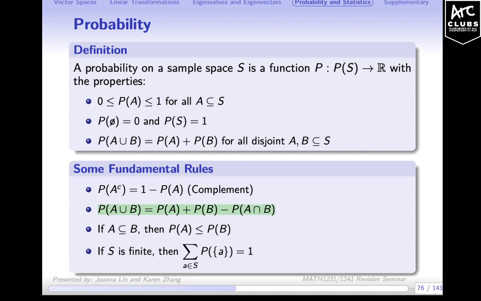Okay, so again, some more fundamental rules. The first one, I'm sure you guys all know, is the complement rule. And this third dot point here is essentially saying that if A is a subset of B, that means that A is a special case of B, right? That means the probability of something that's a special case, a subset of a general case, will always be less than the probability of the general case, right?